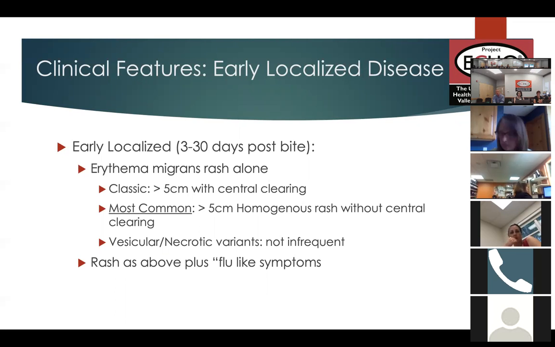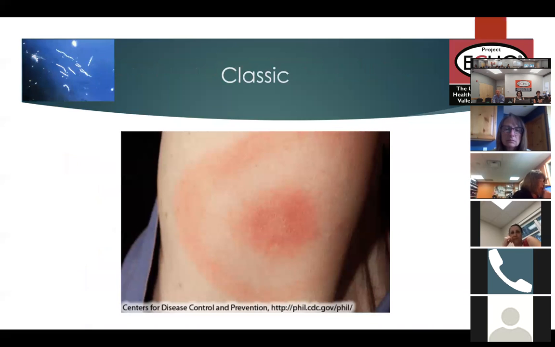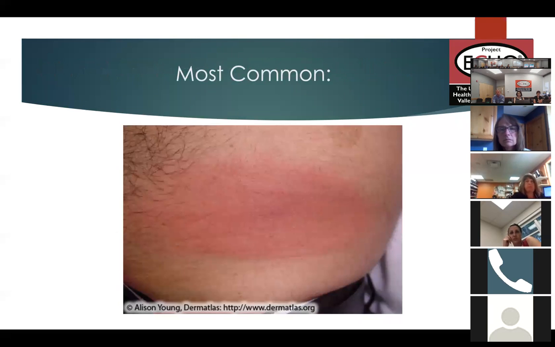So your classic one is a 5 centimeter or bigger rash with central clearing. The most common one is a 5 centimeter homogeneous rash. And the variants can include things that get misdiagnosed as, we've said it before, MRSA or spider bites. And then you can get the flu-like symptoms with the rash, but more commonly at this stage, they've just got the rash, okay? So there's the most classic Lyme disease rash that everybody talks about. And it is very classic, and when you see it, I don't think it's going to be hard for you to make that diagnosis, okay?